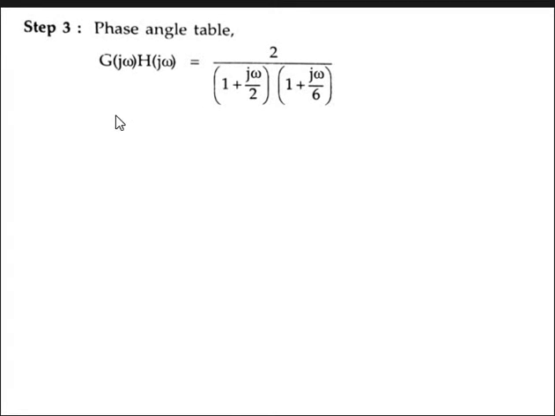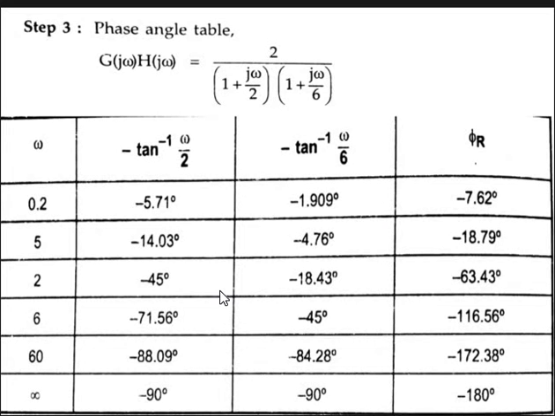So now the phase angle plot. This is the format for calculating the phase angle: 2 by (1 plus j omega by 2) into (1 plus j omega by 6). Now design the table with different omega values and corresponding angles. Due to this pole, minus tan inverse of omega by 2, and due to this pole, minus tan inverse of omega by 6. Due to the constant 2, it produces 0 degrees phase angle. Why? Because the k value is 2. If the k value is greater than 0, it produces a phase angle of 0 degrees. So that is not included, because if you add 0 degrees, there is no difference.